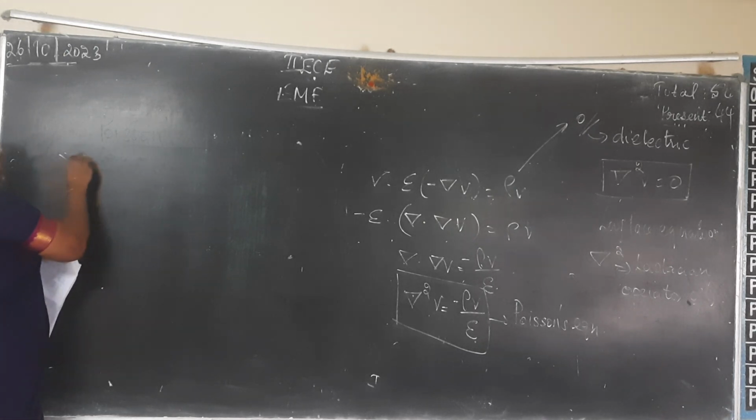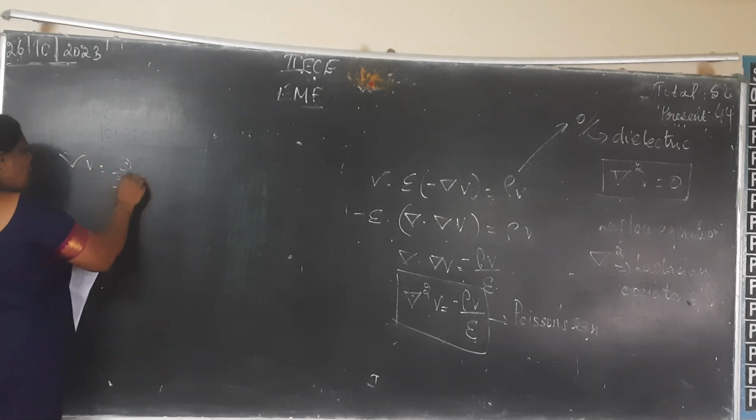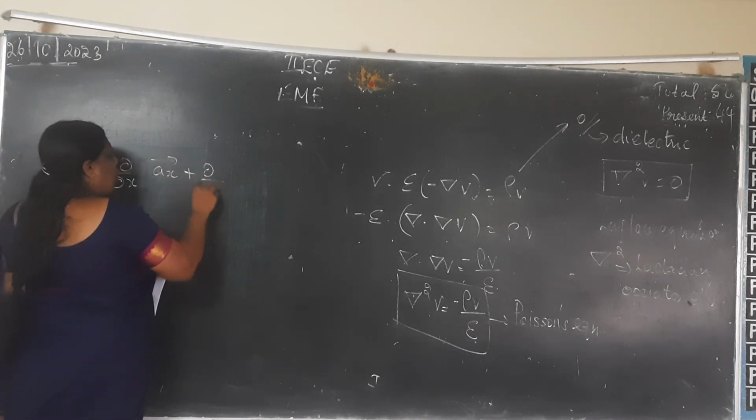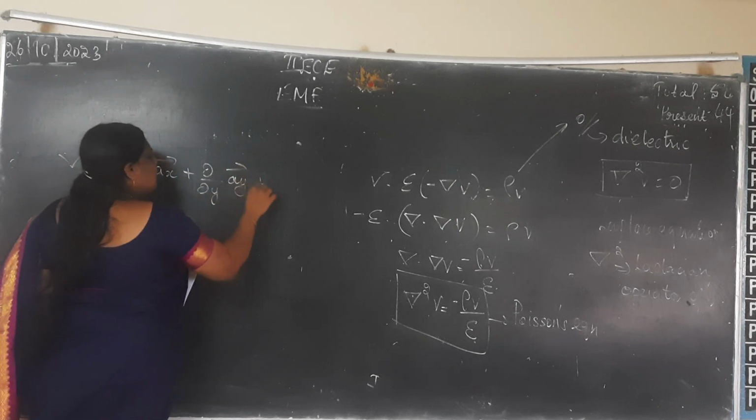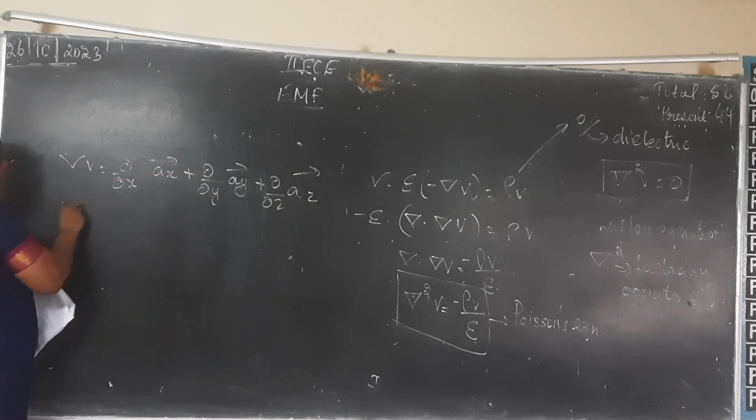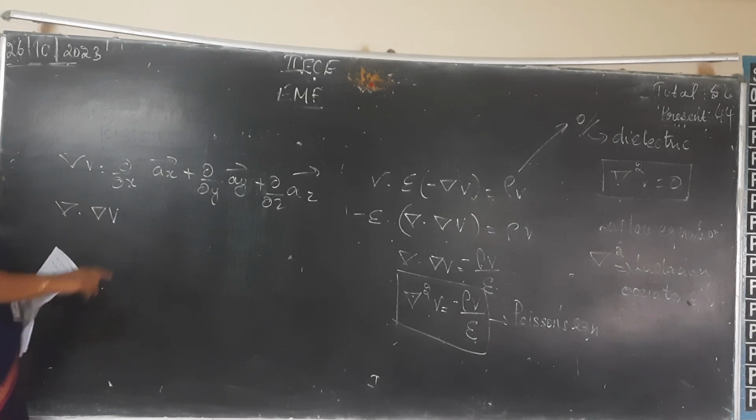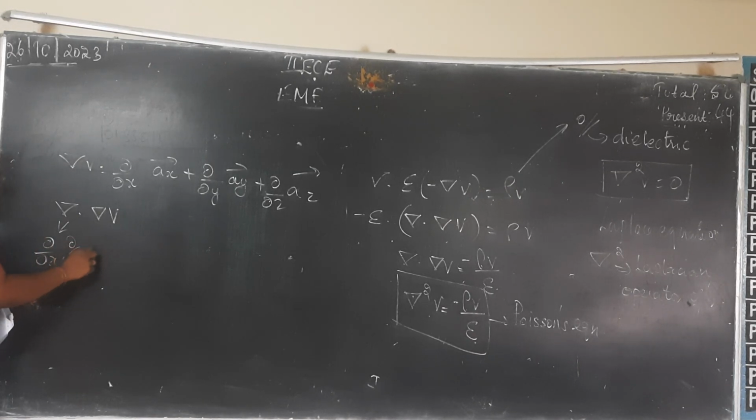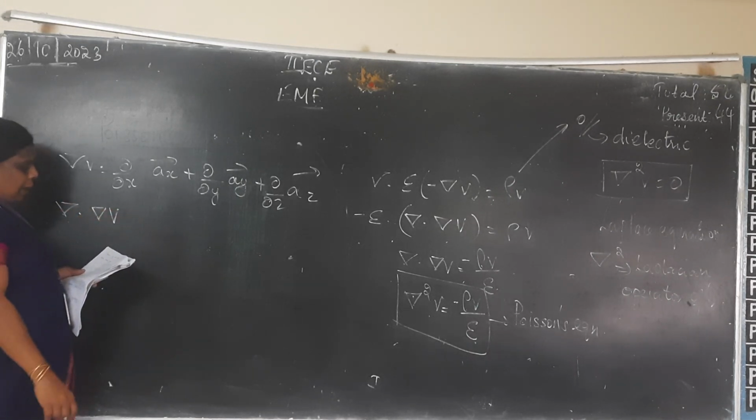So, del can be written as ∂/∂x of Ax vector plus ∂/∂y of Ay vector plus ∂/∂z of Az vector. What we have to find is del square V, that is del dot del V. This del operator is nothing but ∂/∂x, ∂/∂y, then ∂/∂z. So del dot del V will be equal to what did we have here?